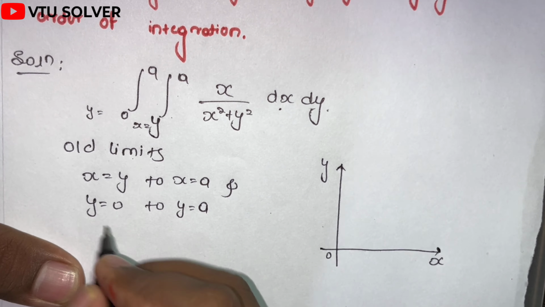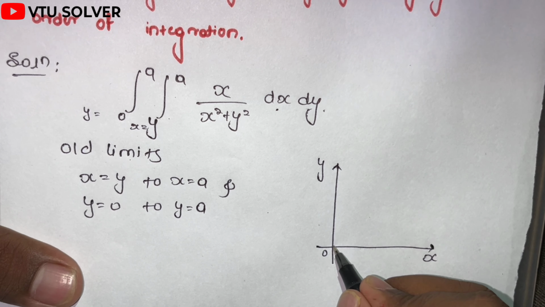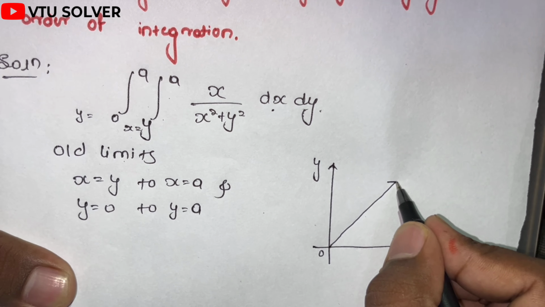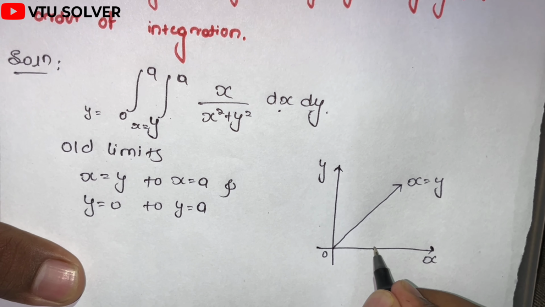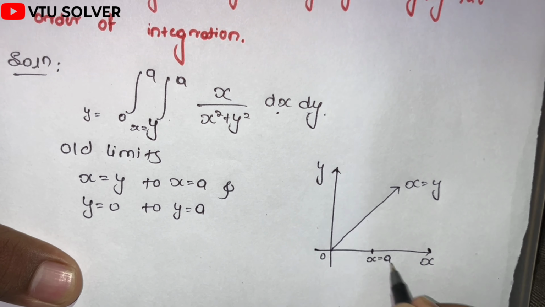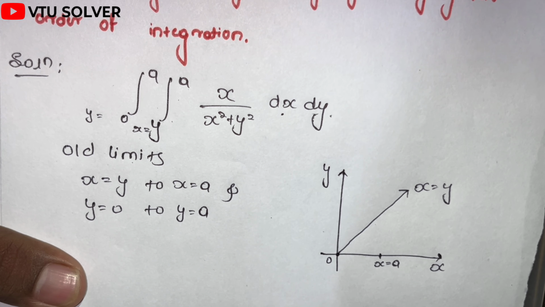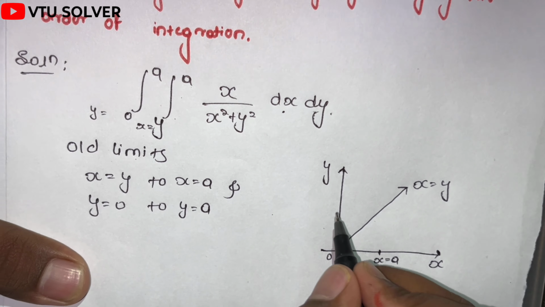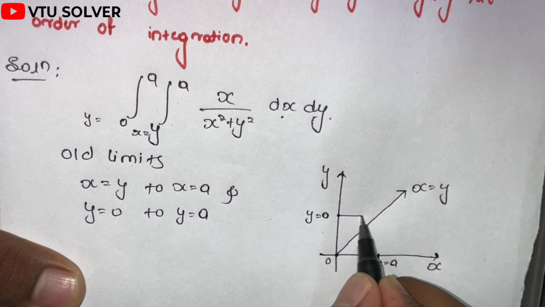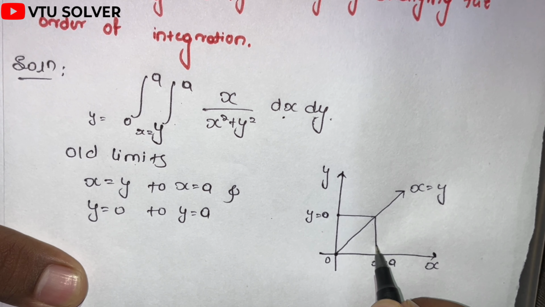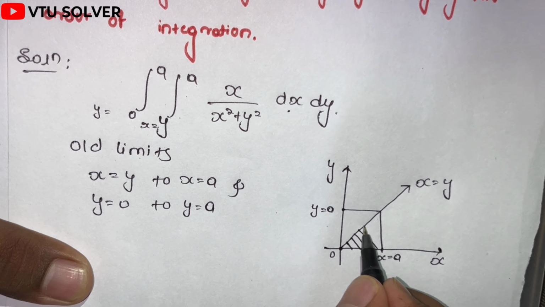Here this is 0. In this, x is equal to y. X is equal to y means a 45-degree angle line will come. This line is called x is equal to y, and x is equal to a means here x is a. And y is equal to 0 means here will come y is equal to 0 and y is equal to a. Here take y is equal to a. Then join this line. We obtain the space here, then shade this space.